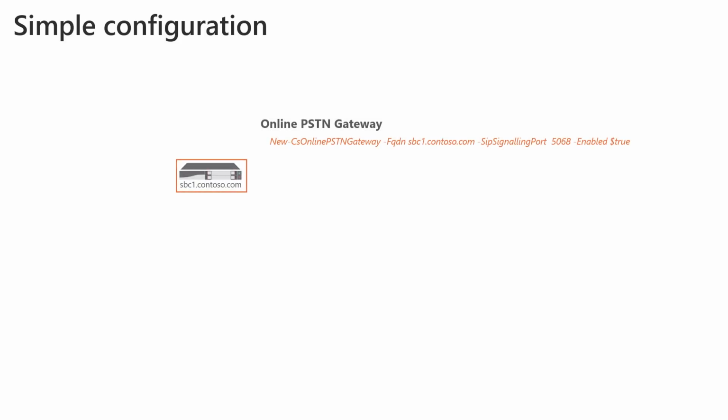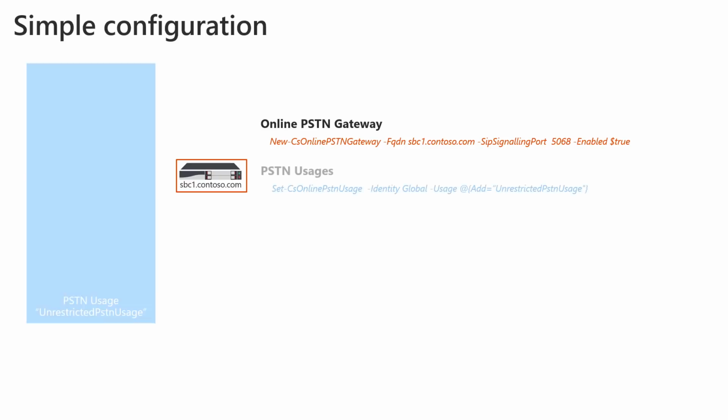Let's look at an example of a simple configuration. In this example, we will have only one gateway, and we will route our calls via this one gateway. So first of all, we need to start creating that gateway in our system. So we use the New-CsOnlinePSTNGateway, and we're using here the minimal set of parameters to define that. We are configuring the FQDN of the gateway, the SIP signaling port that's configured on the SBC, and then we're setting it to enabled true so that it can be used for outgoing calls.